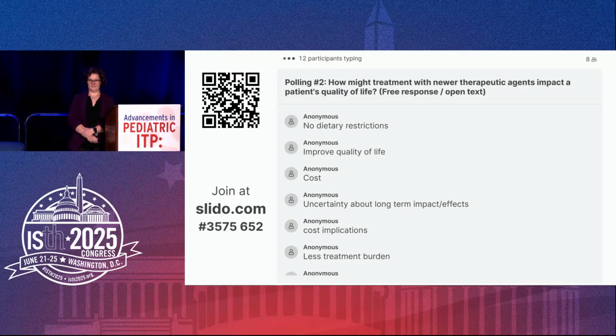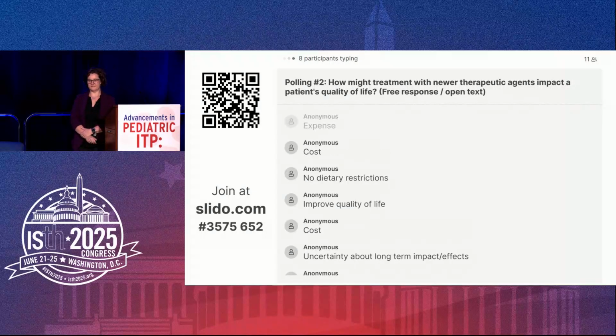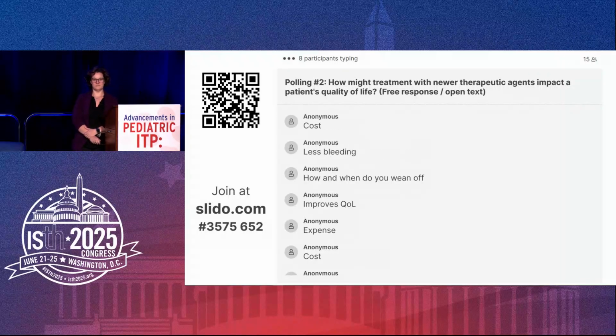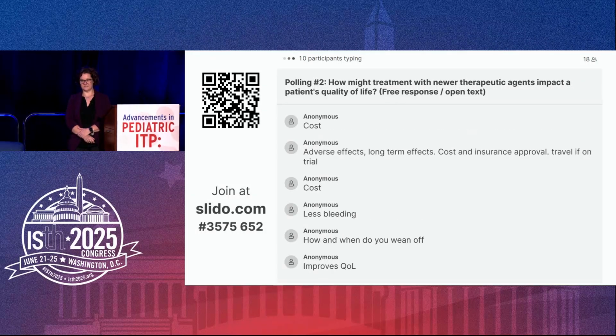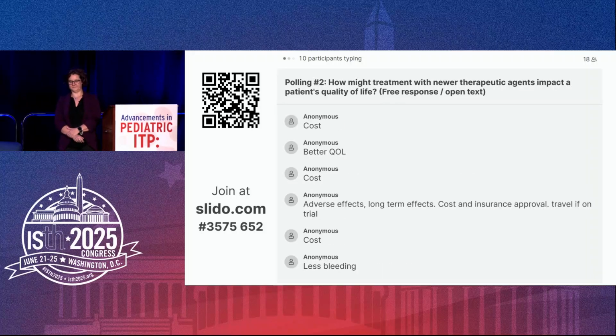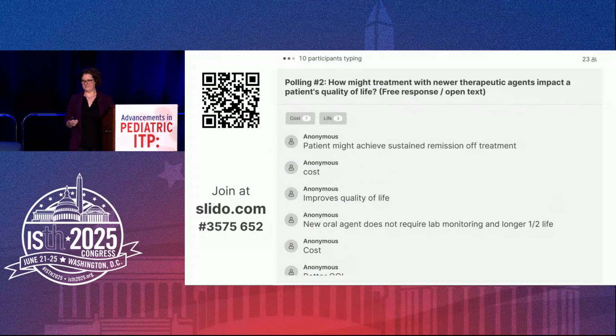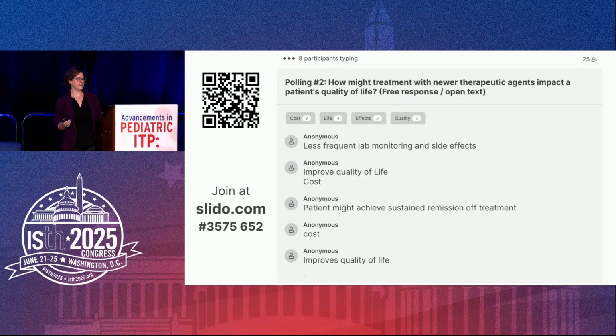Costs. Changes in quality of life. Maybe something without the dietary restrictions or need for weekly injections. Traveling if you're on a clinical trial, great. All right. Cost is coming up a lot.